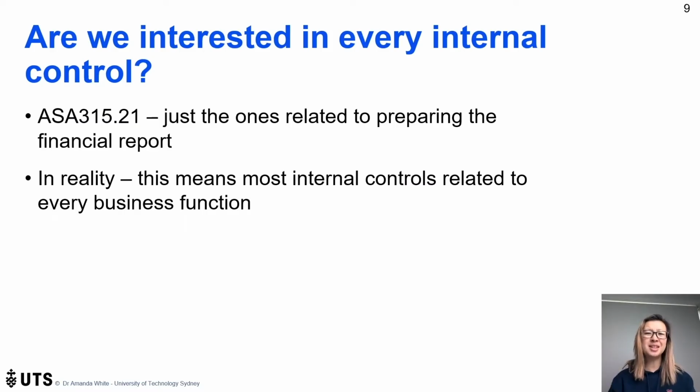So are we interested in every single internal control? According to ASA 315.21, we're only interested in the controls relating to preparing the financial report. So in reality, this means I'm interested in pretty much every single internal control relating to a business function. That's related to sales, purchasing, property, plant, equipment, warehousing, employees, executive compensation, marketing, legal fees. So we're really interested in pretty much every internal control that relates to the use of or spending money.